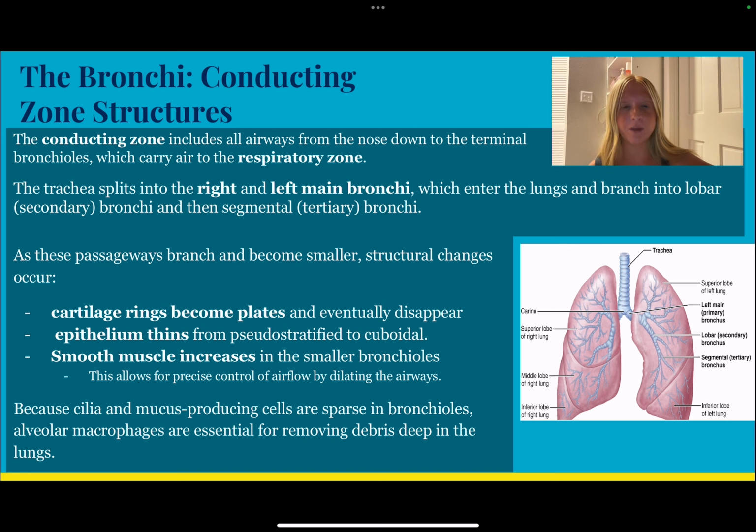Cartilage rings become plates, and they eventually disappear. The epithelium thins from pseudostratified to cuboidal. Smooth muscle increases in the smaller bronchioles, and this allows for precise control of airflow by dilating the airways. Because cilia and mucus-producing cells are sparse in the bronchioles, alveolar macrophages are essential for removing debris deep in the lungs.